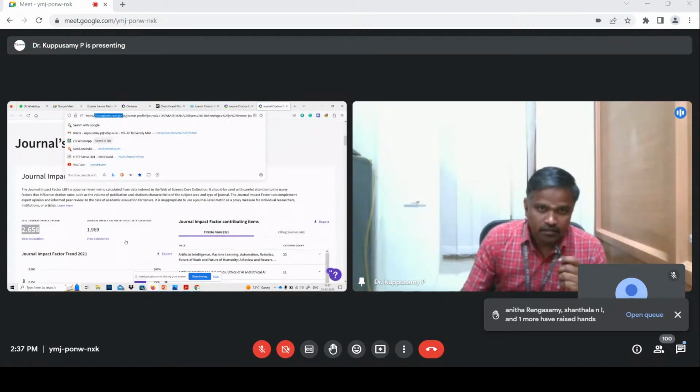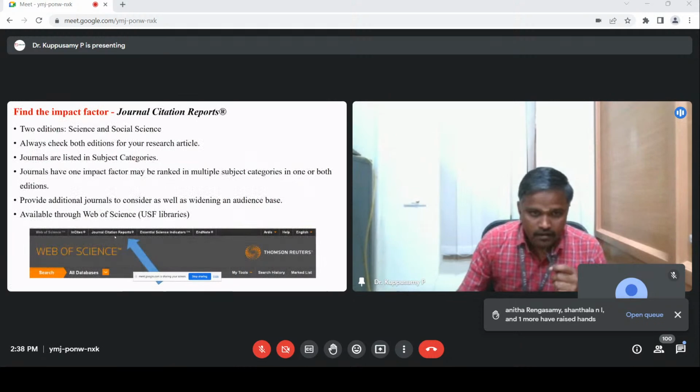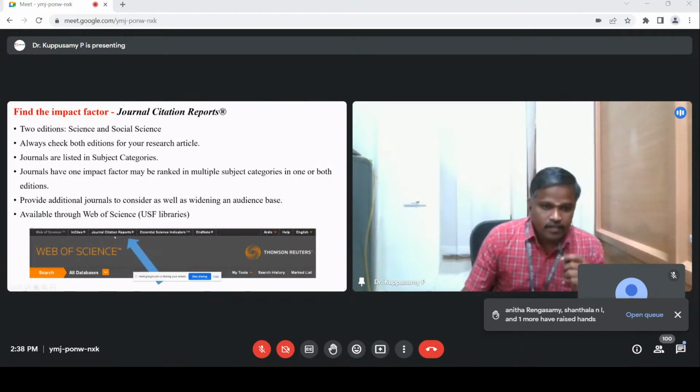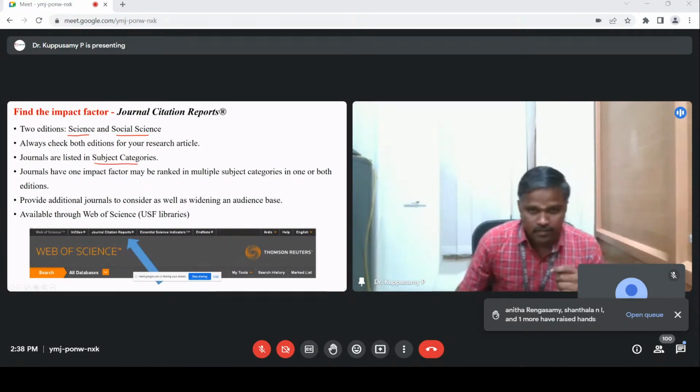So this is a useful website for checking the impact factor of a journal. I hope you understand about checking the journal impact factor. And one more web link: earlier we had the Web of Science. Nowadays it is called Clarivate. So here, as we have seen, there are two types of editions, social science and science. Based upon that, we can select the categories based upon subject.